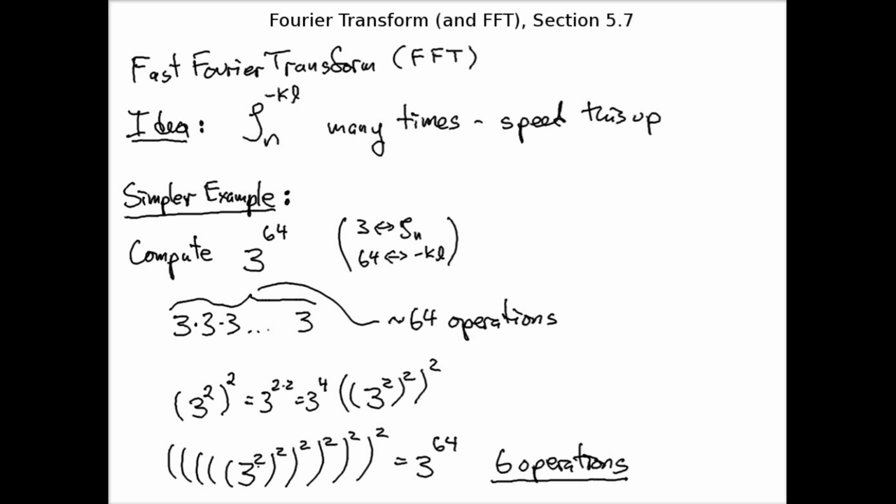So this is the technique known as repeated squaring. And it makes computing powers much, much faster. Instead of 64 operations, I cut it all the way down to 6 operations.